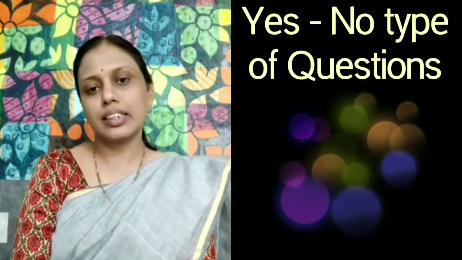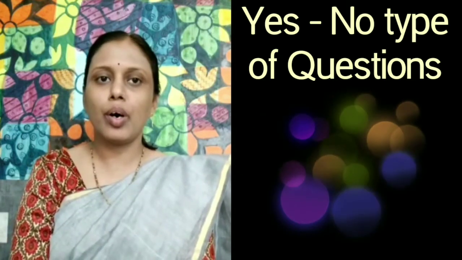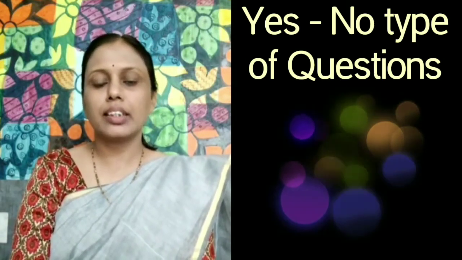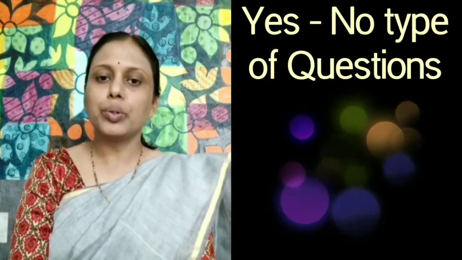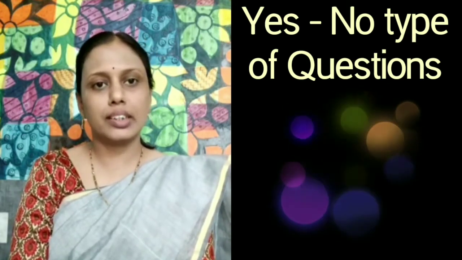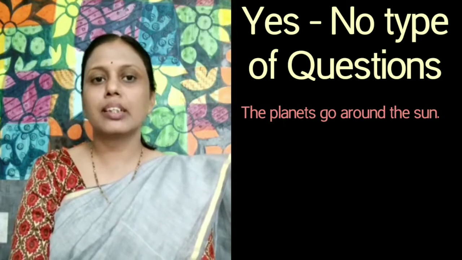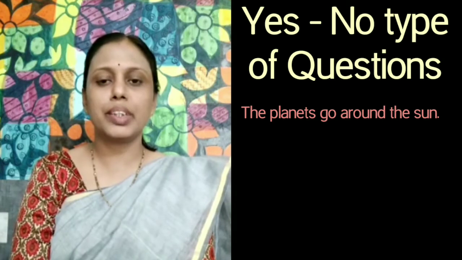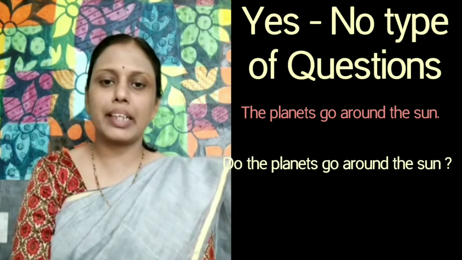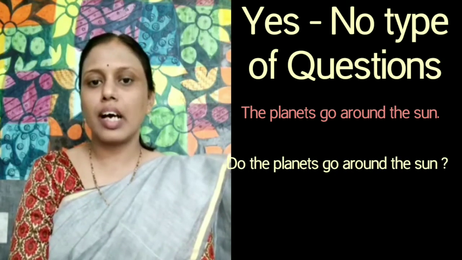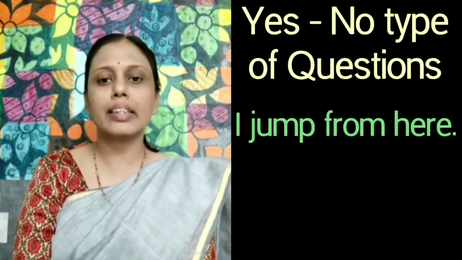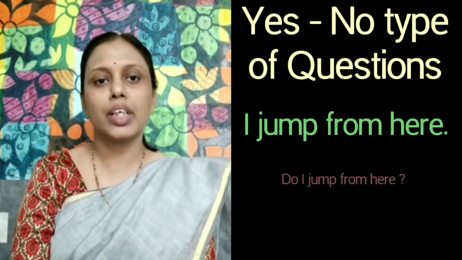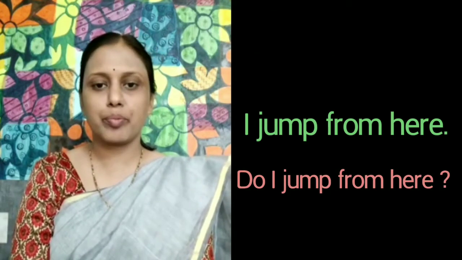Now when the subject is in plural form, or I or you are used as a subject, do is used instead of does. For example, the planets go around the sun. Now the question form of this sentence will be, do the planets go around the sun? Now take another example, I jump from here. Now the question form of this sentence will be, do I jump from here?